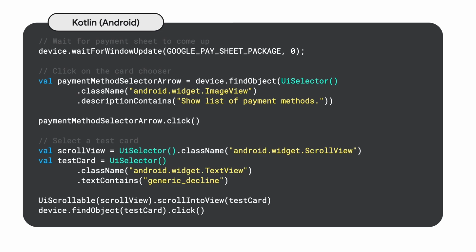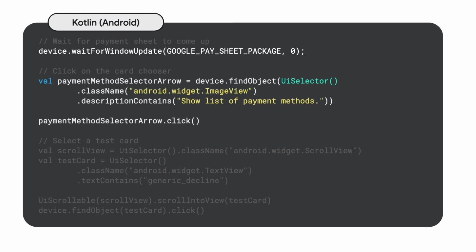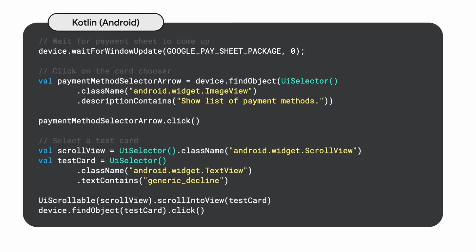Let me share a code snippet with you on how you could achieve this on Android. By leveraging a testing framework like UI Automator, we can write a test. First, we wait until the GPay sheet comes up. We then select the card chooser arrow to bring up the list of test cards. And finally, we select the test card we want and click the continue button.